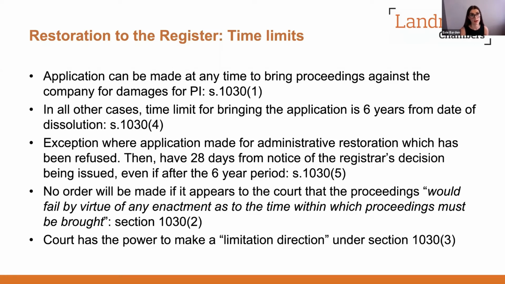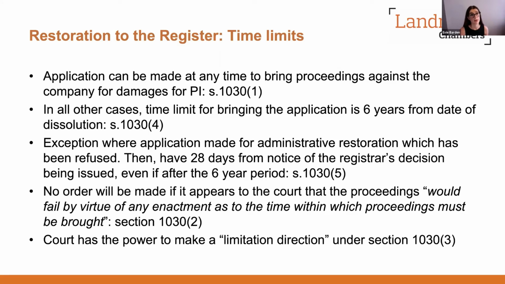So the first hurdle you've got to overcome is you've got to show it was probable that proceedings would have actually been issued if the company hadn't been struck off. So there's got to be some causal link between the lack of issuing and the fact that the company was struck off. Is the dissolution really the reason why the proceedings weren't started?